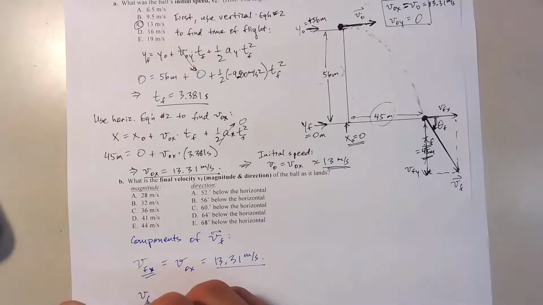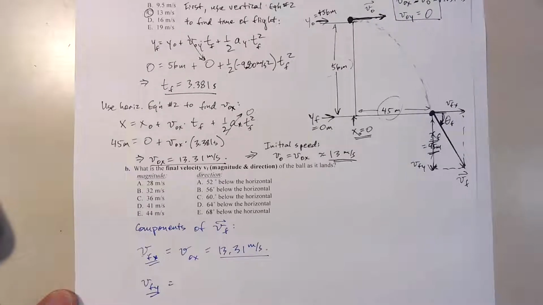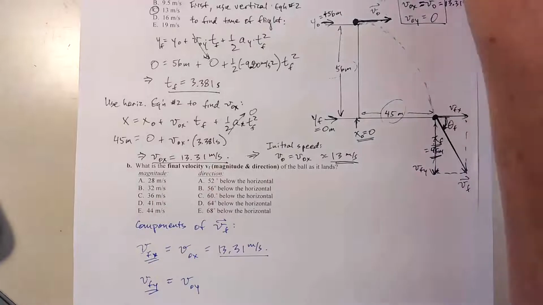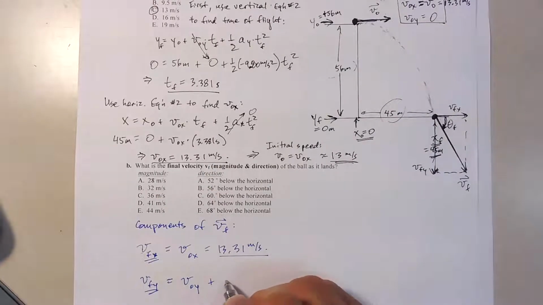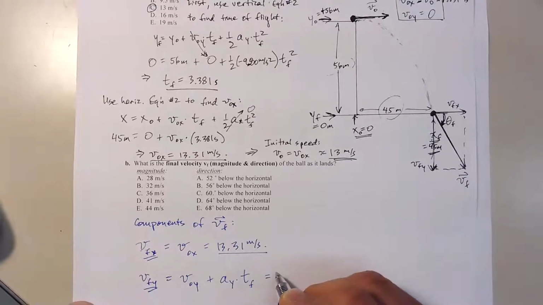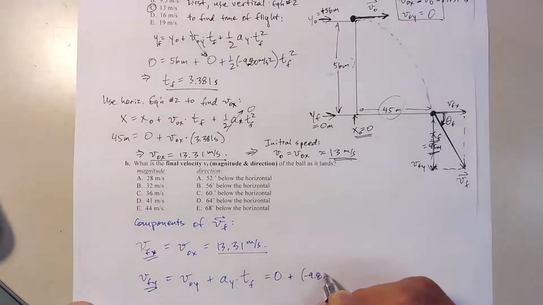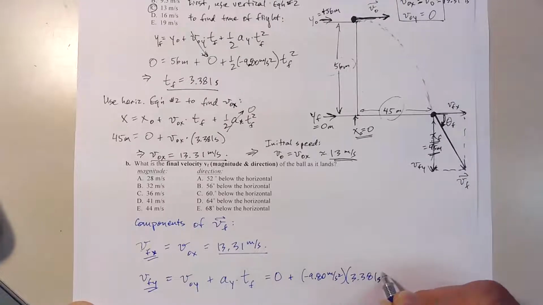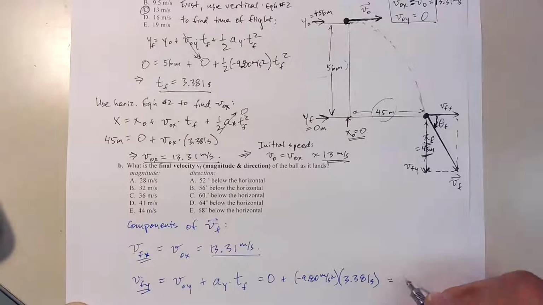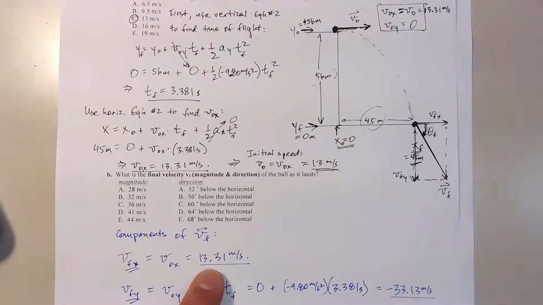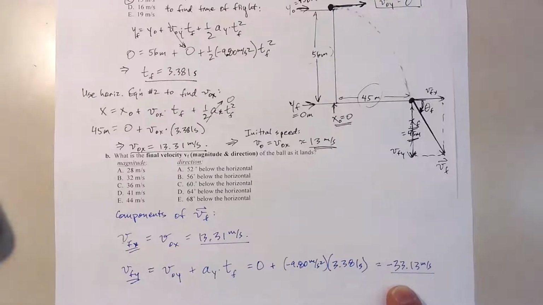And then V final y, for that, let's use equation number 1. V initial y plus a y t final. So it's equal to 0 plus negative 9.8 times 3.381. And that turns out, I asked my calculator what that is, and that's negative 33.13 meters per second. Ooh, coincidentally, very similar looking values, but I think that's just a coincidence.